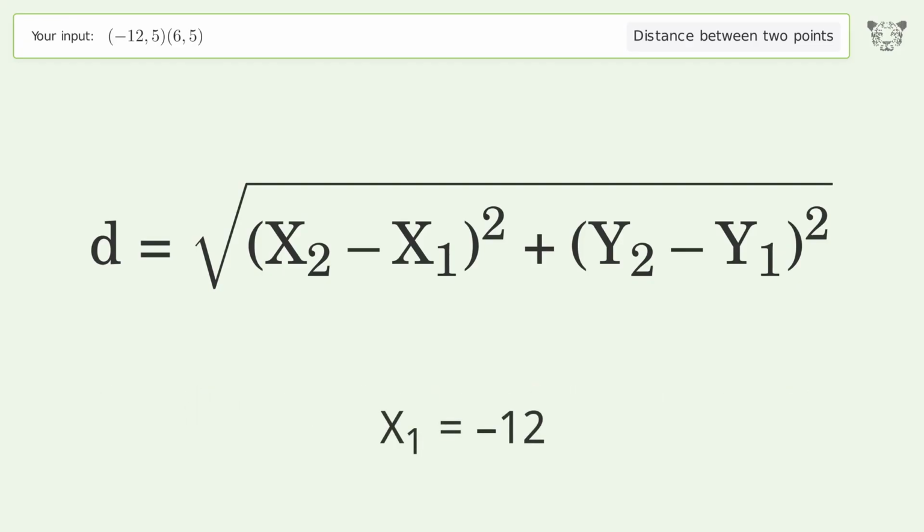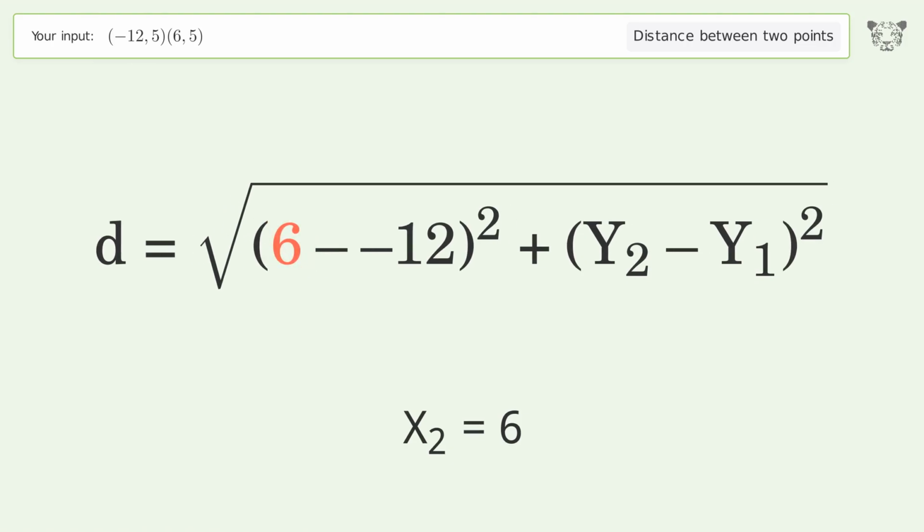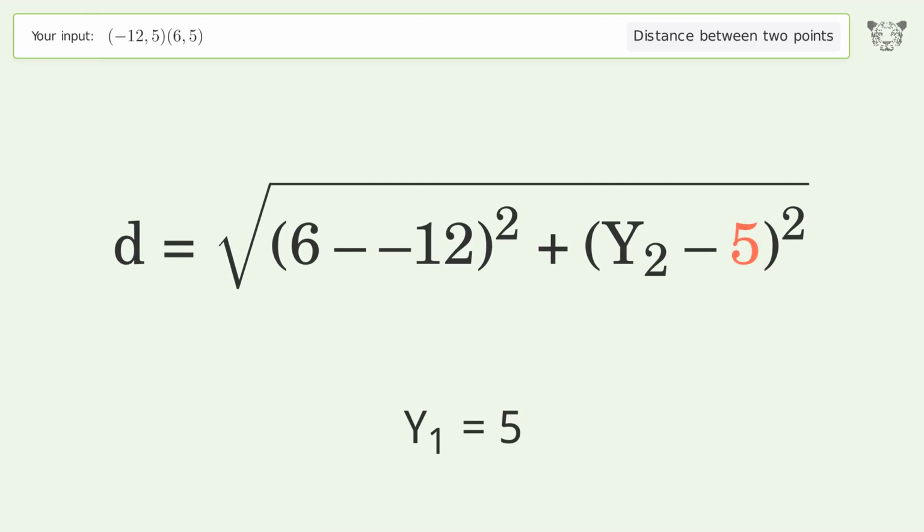x1 equals -12. x2 equals 6. y1 equals 5. y2 equals 5.